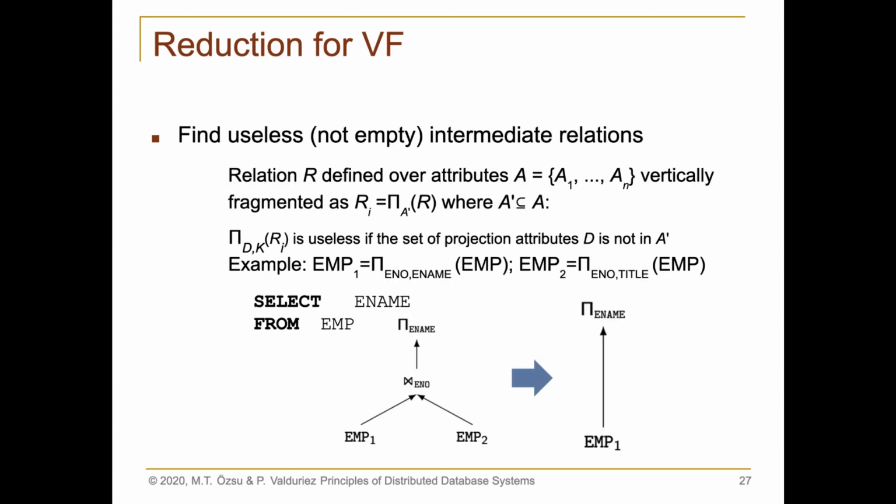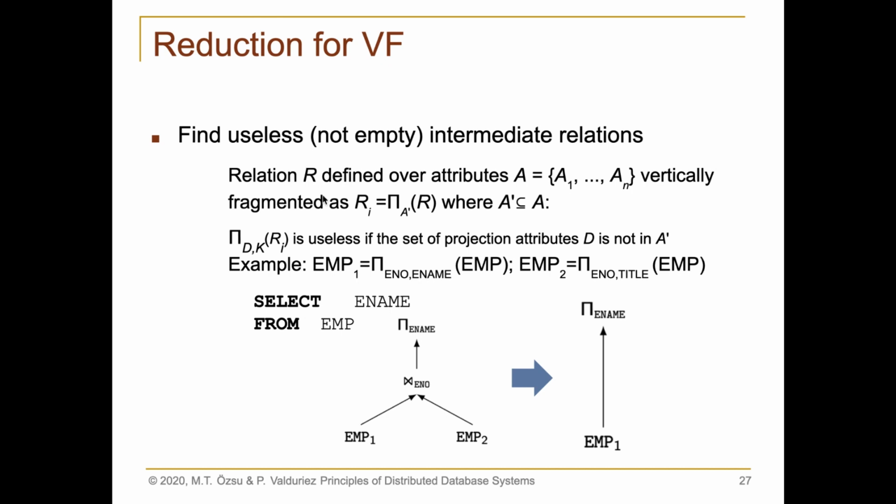The data localization phase of distributed query processing can also reduce a set of vertical fragments. In this case, the operation tries to find useless intermediate relations. When we say useless, it doesn't mean relations whose evaluation yields an empty set, but fragments that are not involved in the current application.